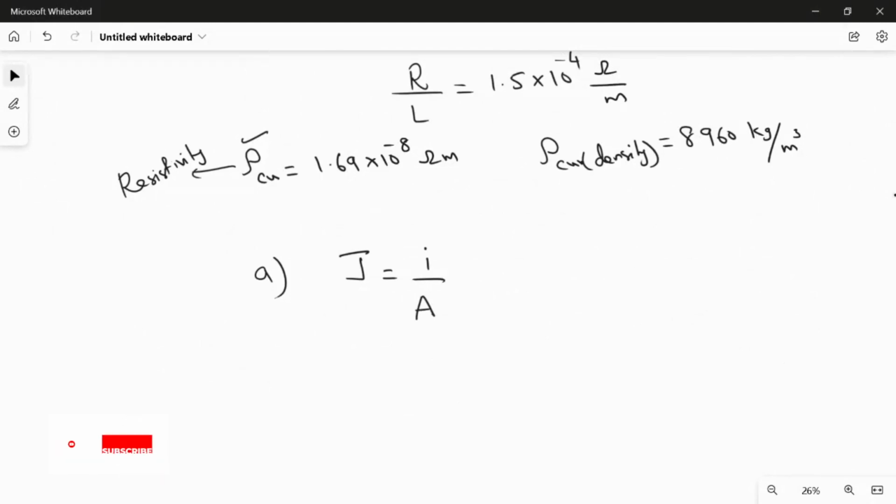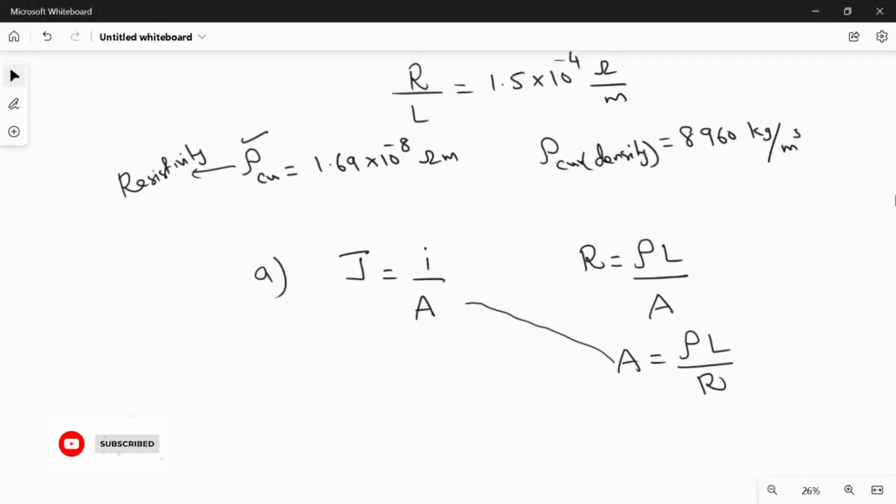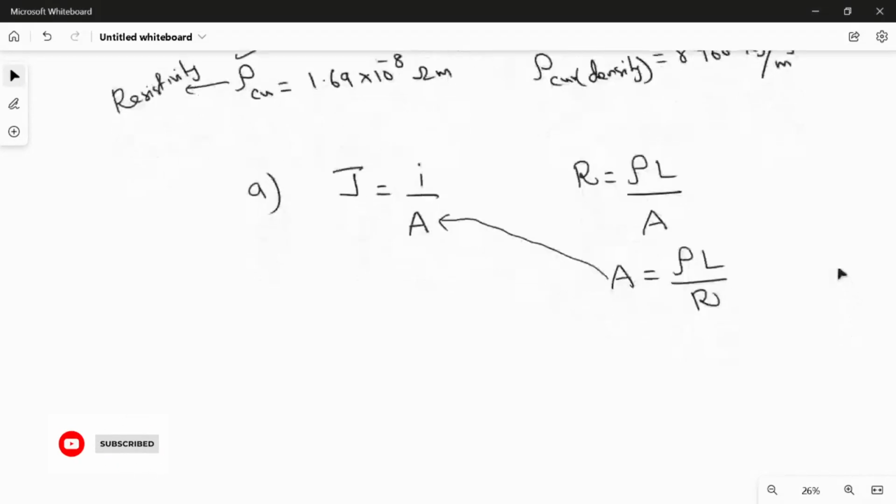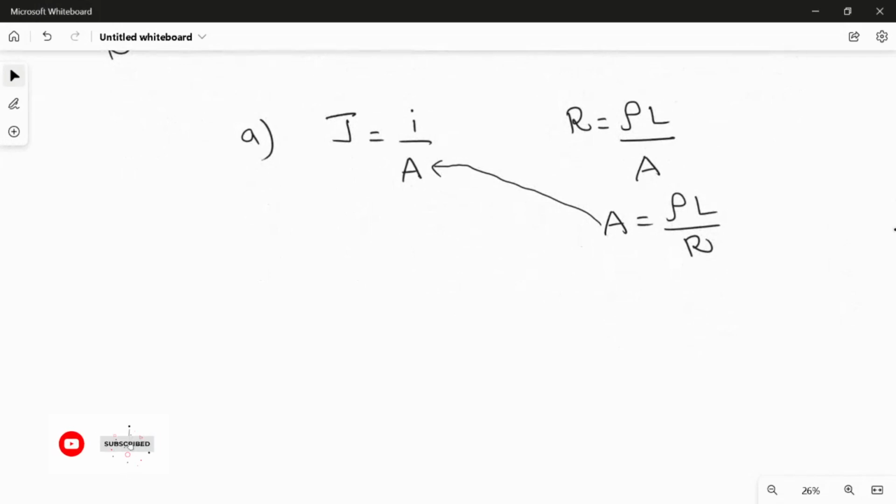And for this area, I'm going to use the resistance equation, resistance R, which is equal to the resistivity multiplied by length over the cross-sectional area of the cable. So here I'm going to rearrange this equation in terms of area. Therefore, area A is equal to rho multiplied by L over resistance. Now I'm going to take this area equation and substitute it in the current density equation.